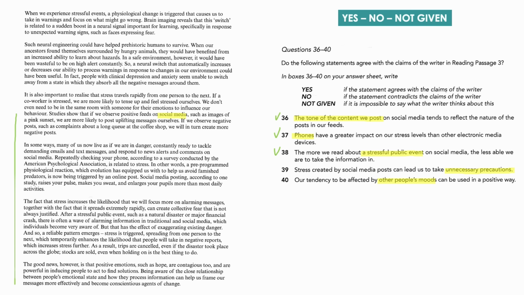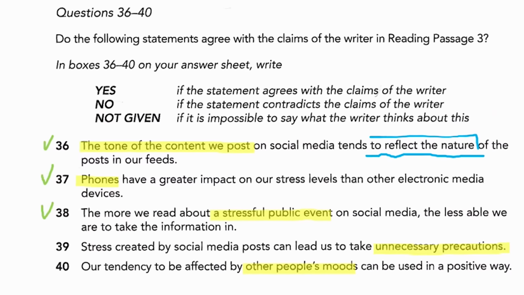Let's read the statement again. The tone of the content we post on social media tends to reflect the nature of the posts in our feeds. Reflect the nature, it means to be of the same nature. And in the passage we read, so when we observe positive feeds on social media, such as images of a pink sunset, we're more likely to post uplifting messages. And when we observe negative posts, such as complaints, we'll in turn create more negative posts. So they reflect the nature, right? So the answer is yes.